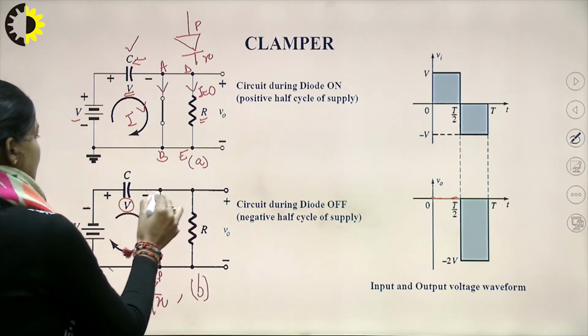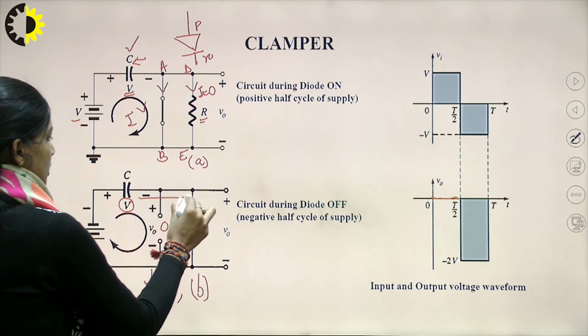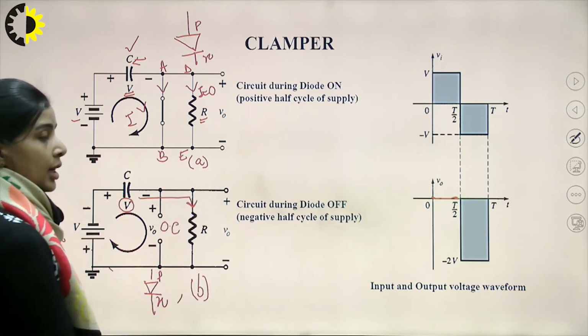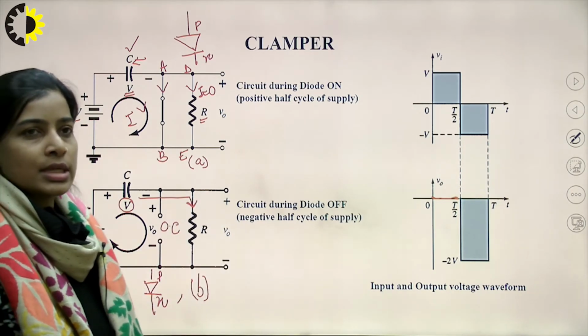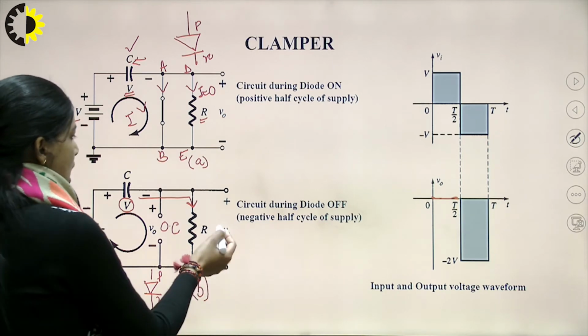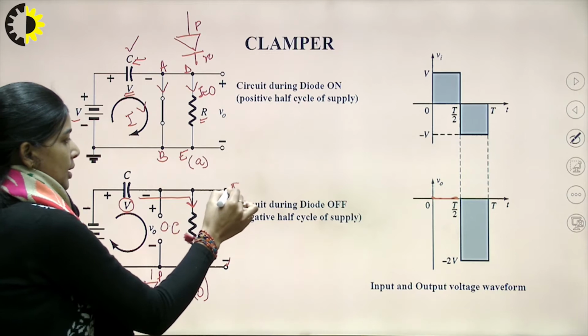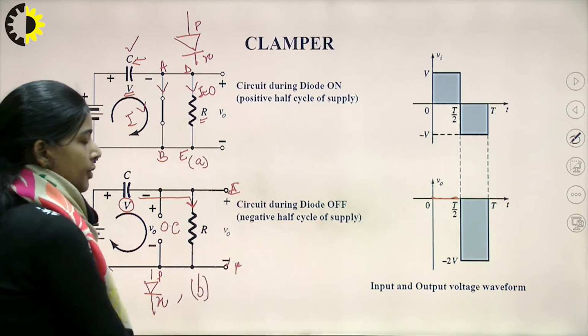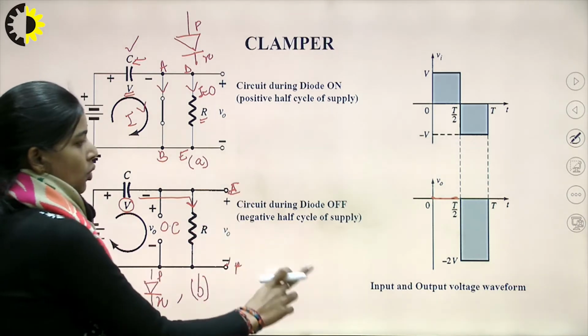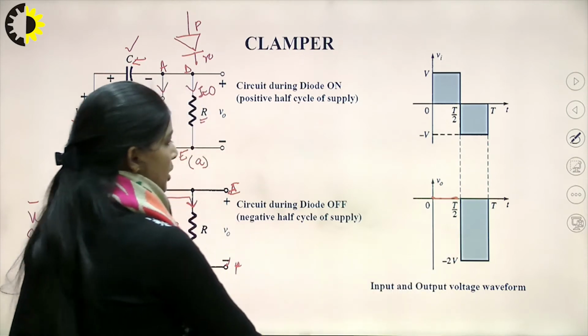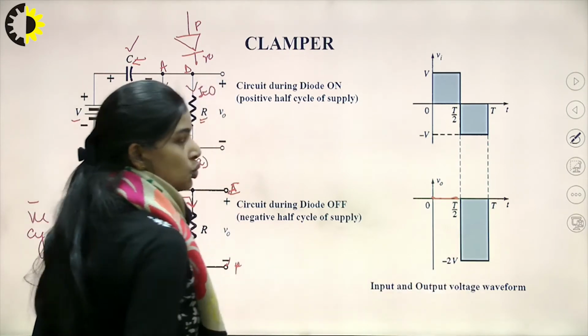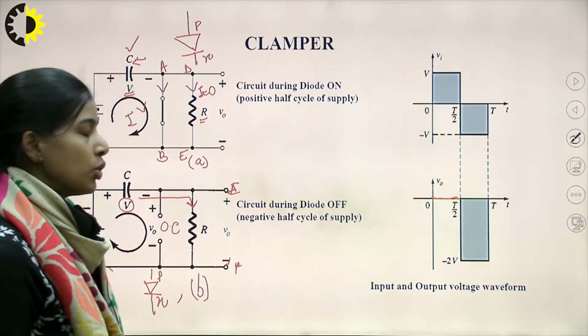So, what will happen? The diode will be reverse biased and it will act as an open circuit. Now, the current will follow this path and flow through the load resistance RL or R, and we get a voltage across this node E and F. So, that voltage VO is plotted here with the value of minus 2 volts.